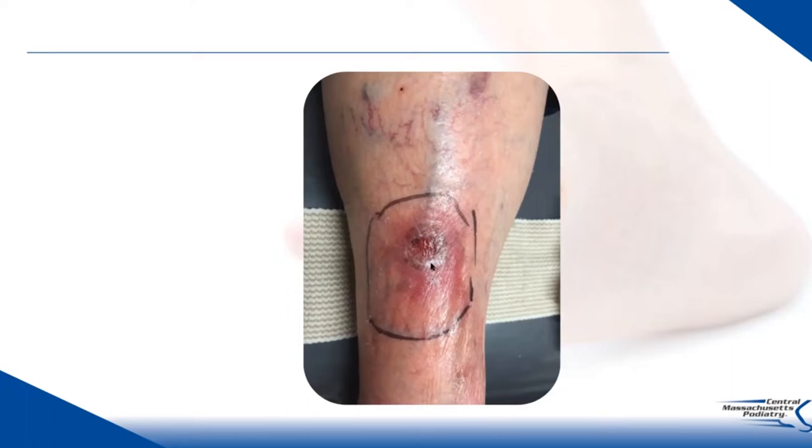What we find is as our patients get older, they have thinning of the skin, and they might be on Coumadin or a blood thinner, and anything that they hit their leg on could very easily develop an ulcer on the lower leg.